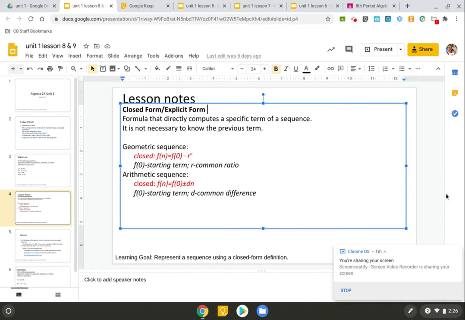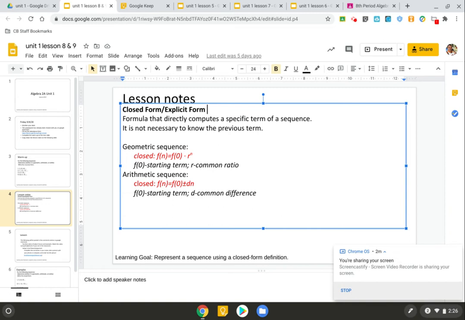So that's what we're learning about today. This closed form or explicit form allows us to figure out a specific term in a sequence. It essentially allows us to plug into a formula, and I don't have to worry about figuring out each of the terms prior to that. So I can figure out the 500th term of a sequence without having to figure out the 499th, the 498th, the 497th term, and so on.